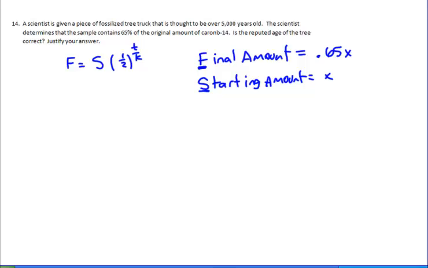Okay? The T is time. So in this case, T is going to be 5,000, because we're guessing that this is going to be a 5,000-year-old tree. And then the K is the half-life time.